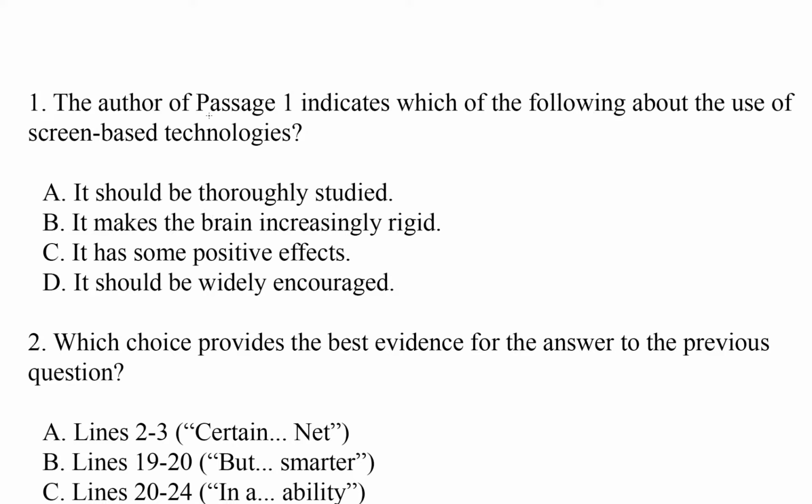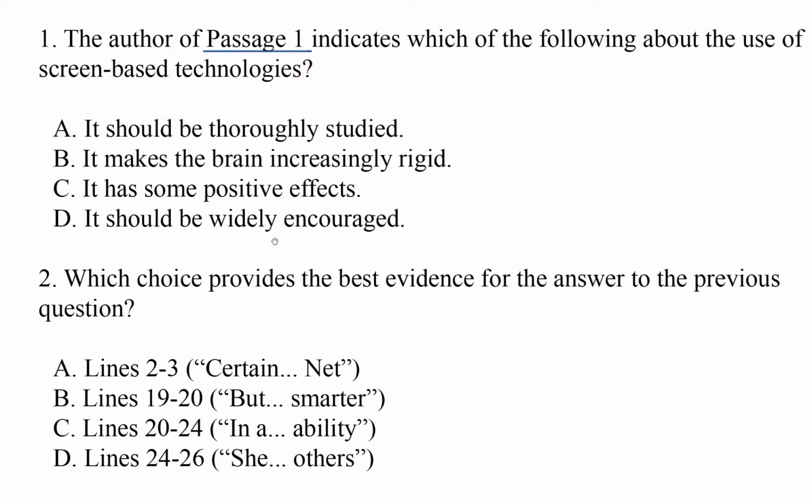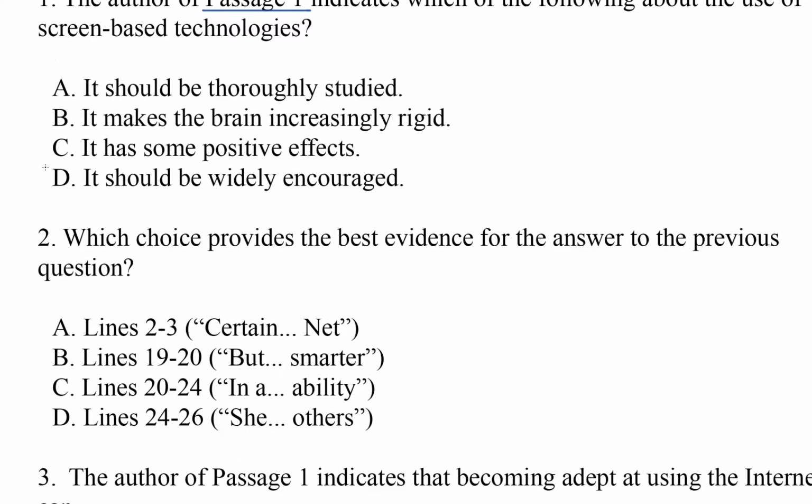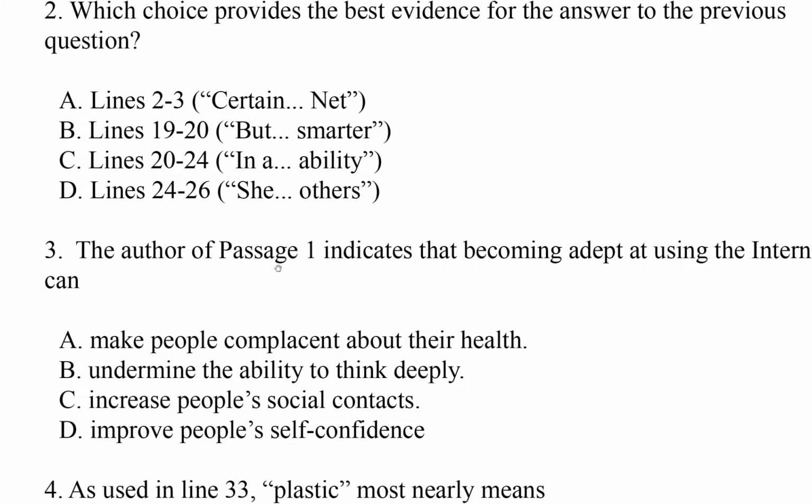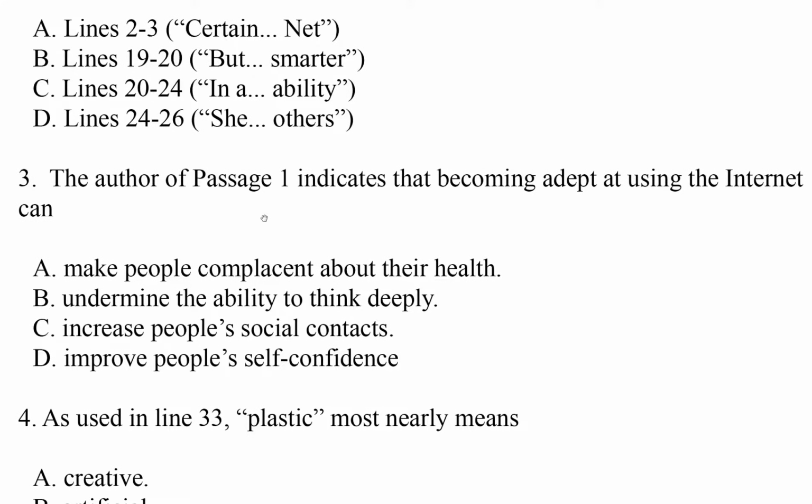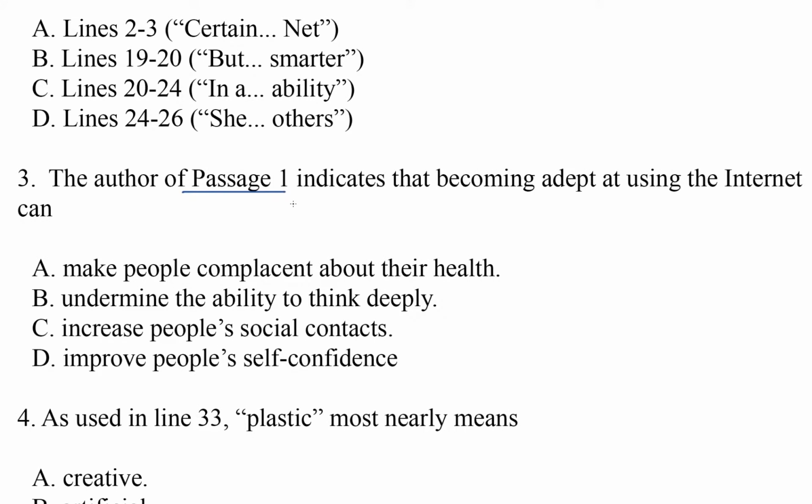Question 1, the author of passage 1. Okay, so this is a passage 1 question. This is what I'm talking about. It's as quick as that, right? Question number 2 refers back to the previous question. Which choice provides the best evidence for the answer to the previous question? So this is also passage 1. We'll do these first. Question 3, the author of passage 1 indicates that becoming adept at using the internet, so maybe I'll keep my eyes open for the word adept.